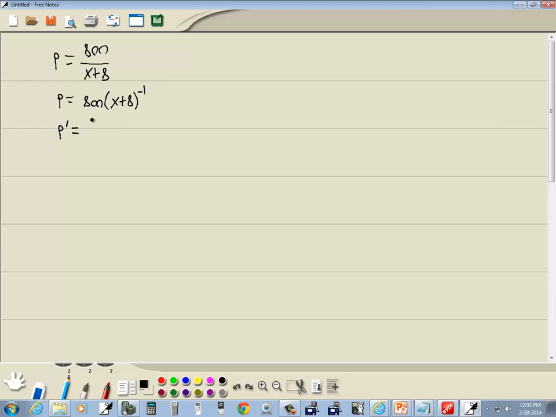So I take my power, put it out in front, so I've got negative 800, x plus 8, lower my power by 1, times the derivative of what's inside the parentheses, but the derivative of x plus 8 is just 1. So that gives us negative 800 over x plus 8 squared.